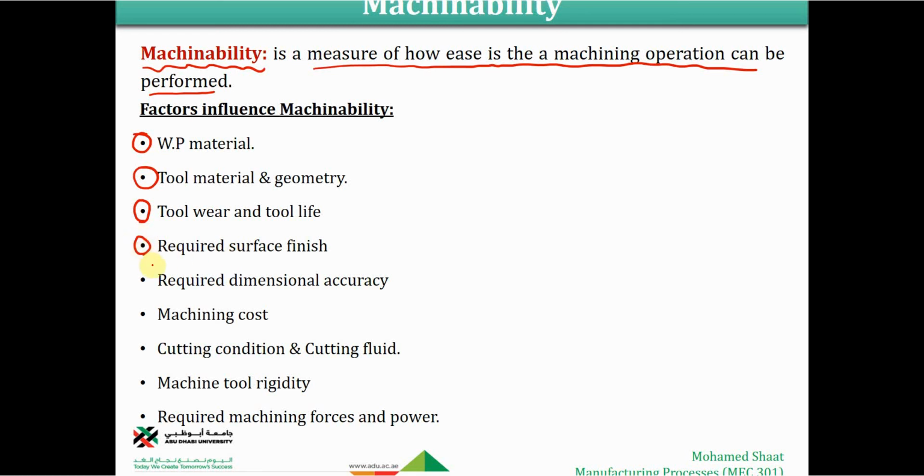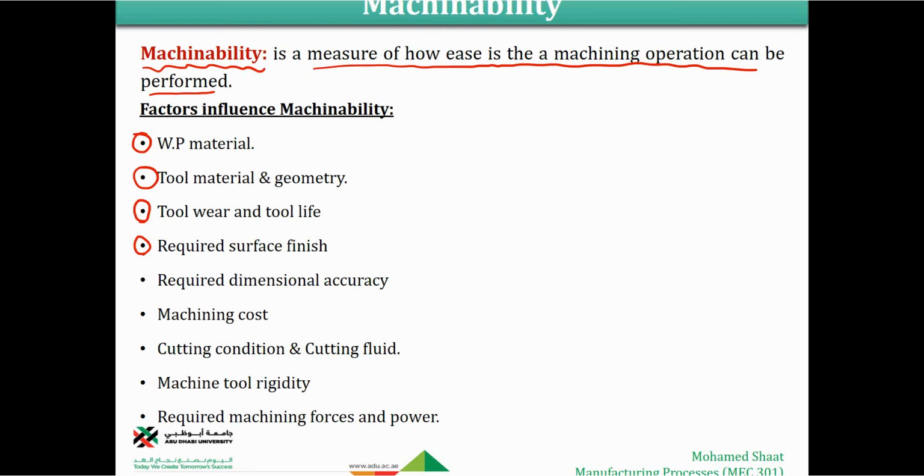The required surface finish. Do you just need a rough surface, or do you need a surface finish? Producing products with a good surface finish means that you have to pay more. This is costly. To finish the surface, you have to do one more operation after the rough phase. So we do one pass or one machining operation to end up with the rough surface of the product. Then to finish the surface, you have to repeat the process again using another tool to perform the finishing.